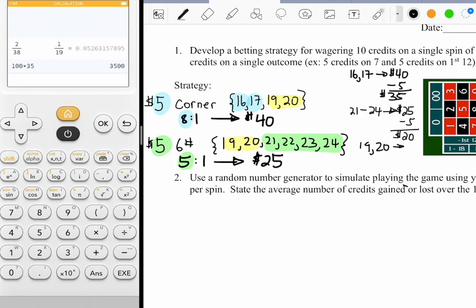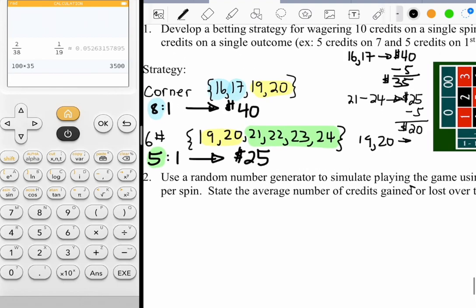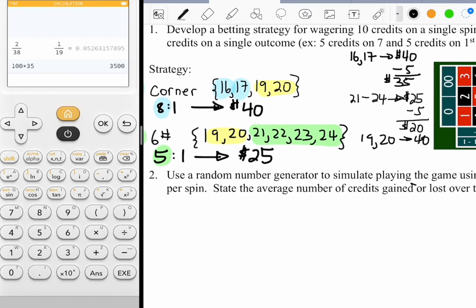then you're going to get $40 from your corner bet, and you're going to get $25 from your 6-number bet, and you're not going to have to give up any money, right? Because you will have won both of your wagers. So that would be 40 plus 25, which would be 65. All right, so you would walk away with $65 plus your original wager. Your original wager of $10 split between the corner and 6-number bet. So you would walk away with $75 for a $10 wager.